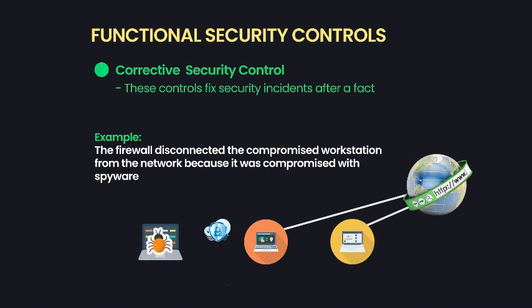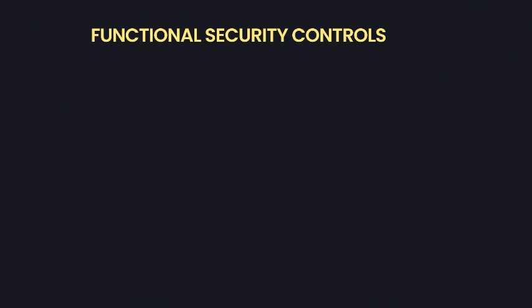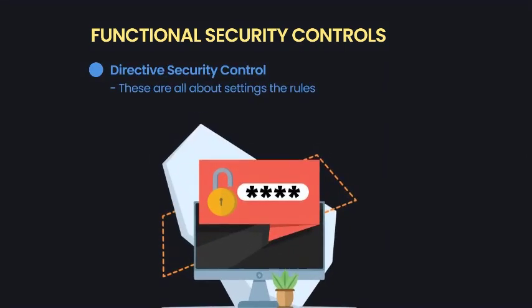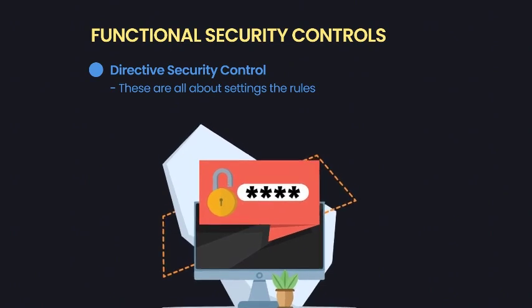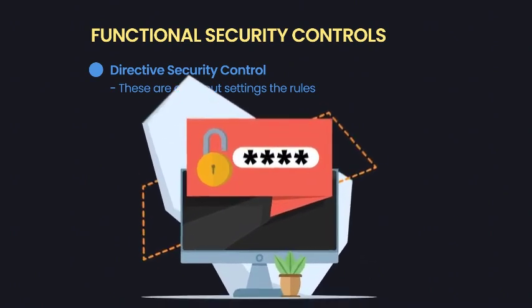So those are the major ones, but there are others that I want you to note. Directive security controls. These are all about setting the rules. An example would be the company had an access control policy published on the company intranet. It listed requirements for accessing the network, such as password complexity requirements.